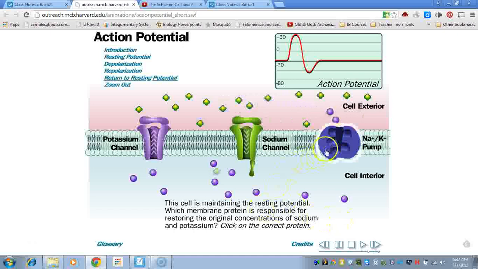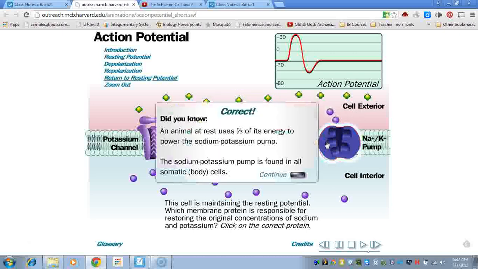Sorry. It's asking us to click on the thing that's responsible for getting the ions back in the right position, and I wasn't paying attention. So we click on the sodium-potassium pump, and this is kind of a cool fact. It says an animal at rest uses a third of its energy in order to power this pump. That is a lot of energy. Okay, but if you imagine how many neurons you have working at any time, it makes sense.